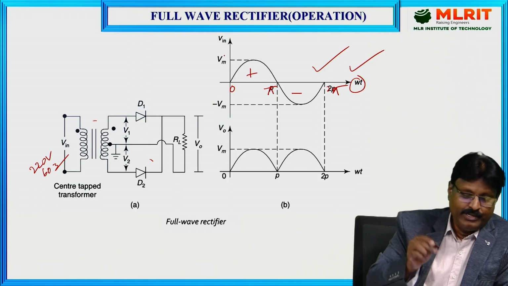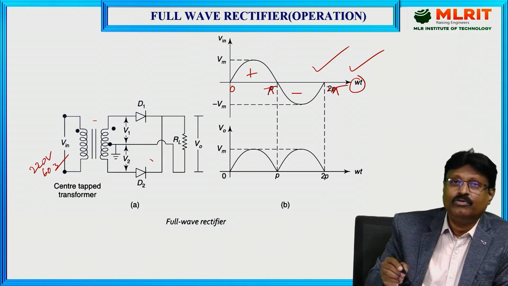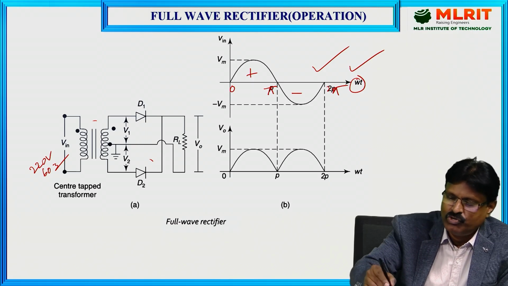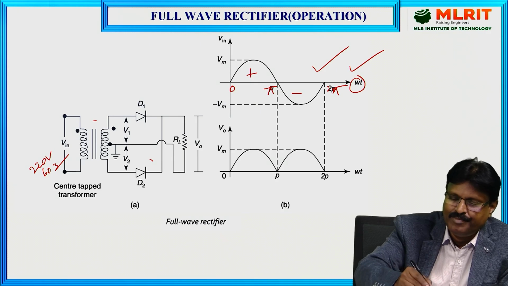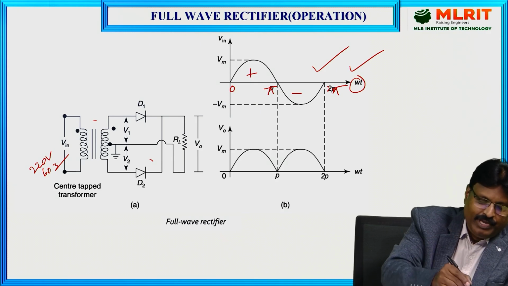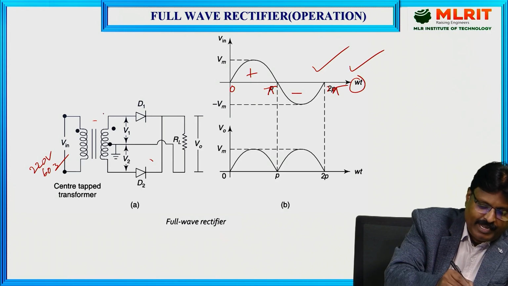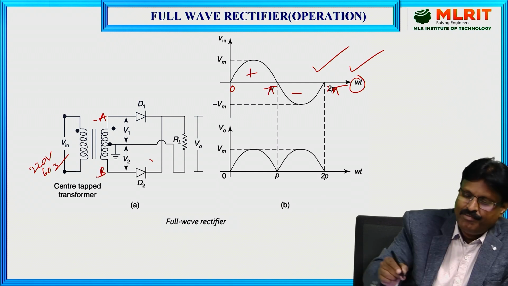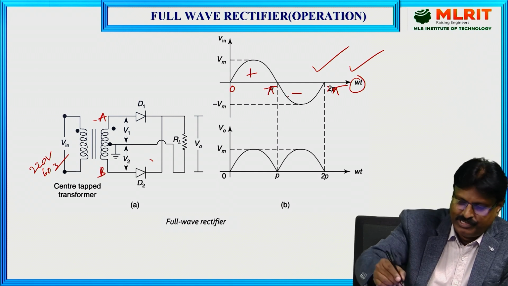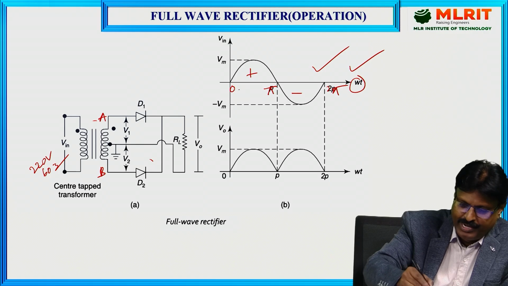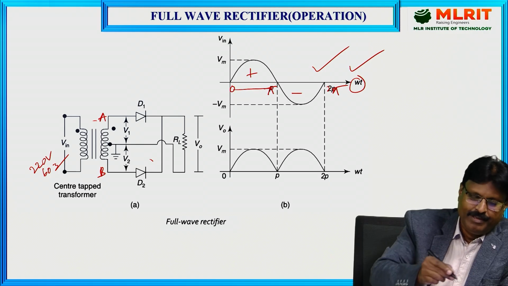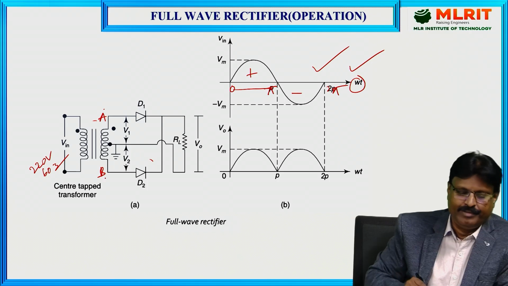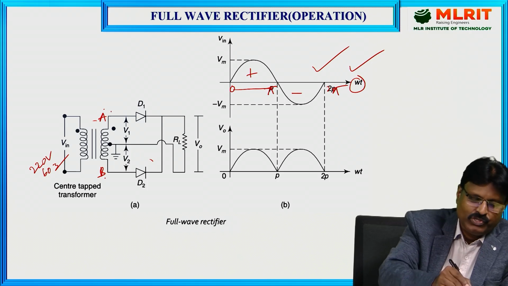Now let us go for the operation. During the positive half cycle, what happens? During the positive half cycle, whenever omega t is between 0 and pi, I am taking these terminals as A and this one as B. Whenever the input voltage is in the positive half cycle, A becomes more positive when compared with B.